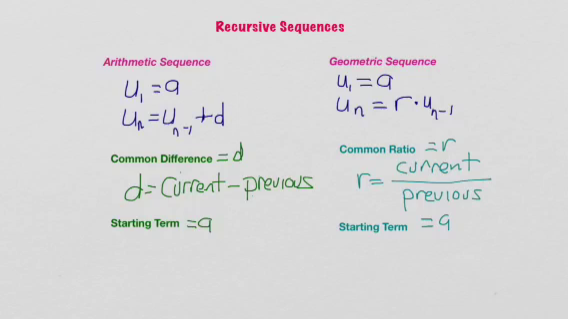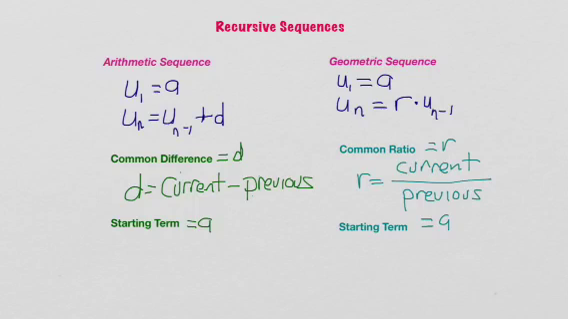Now just two little things to close. Don't get too hung up on what letters we're using, A, D, R. As we go through, we're going to use different letters at different times, depending on what we're doing. But keep thinking about that basic idea. Am I adding the same thing each time? Am I multiplying by the same thing each time?